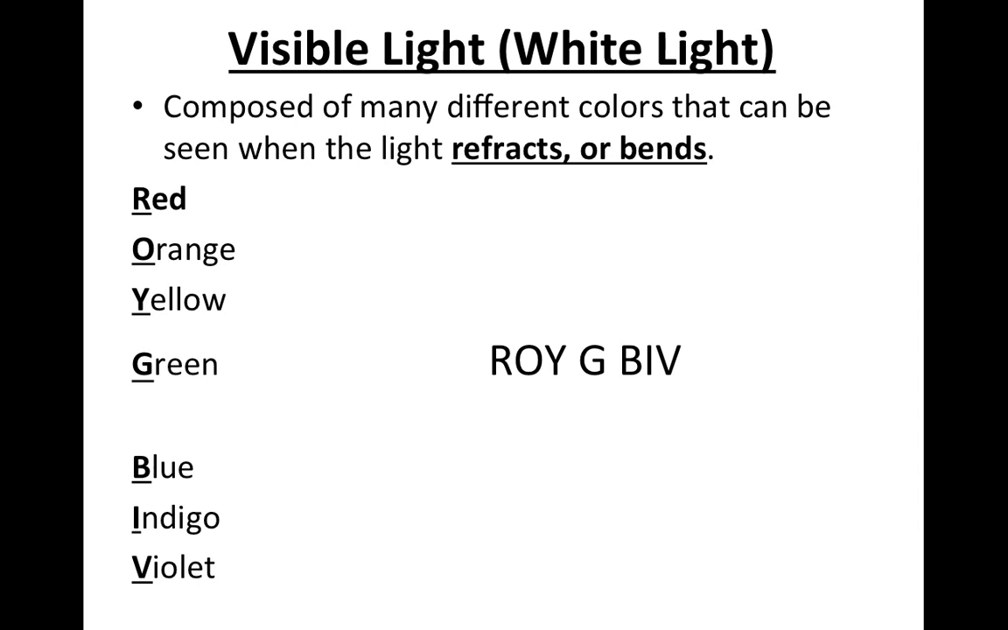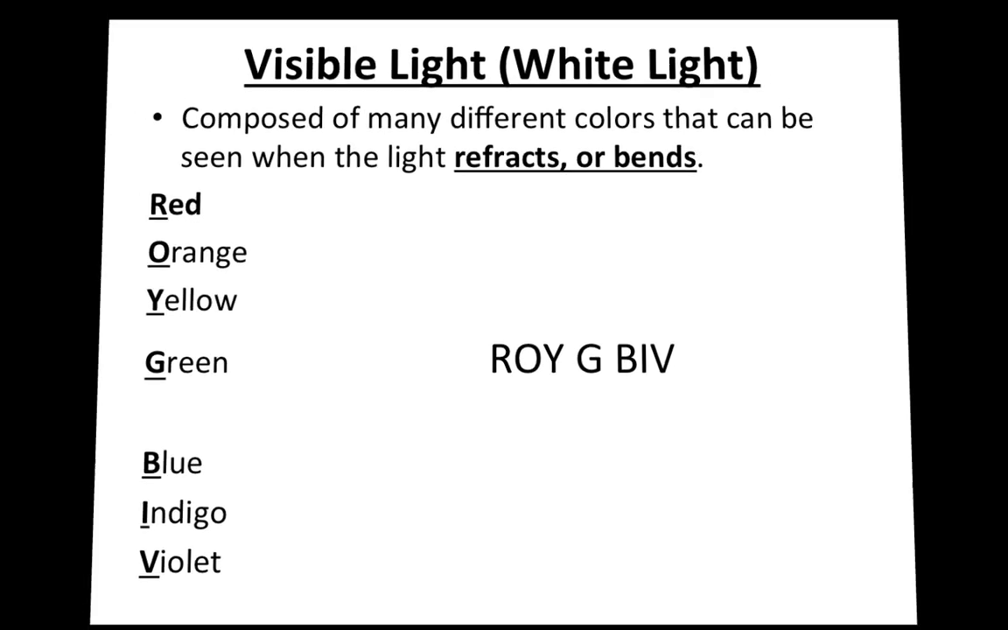Now, visible light or white light is actually composed of many different colors. We don't usually see these colors, however, until the light refracts or bends, which then allows us to see them. The colors are red, orange, yellow, green, blue, indigo, and violet. An easy way to remember these colors is remembering the name Roy G. Biv.